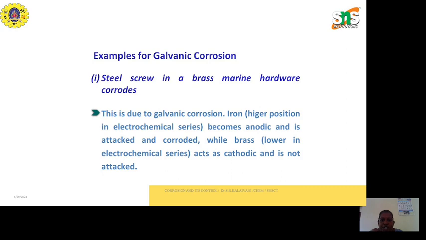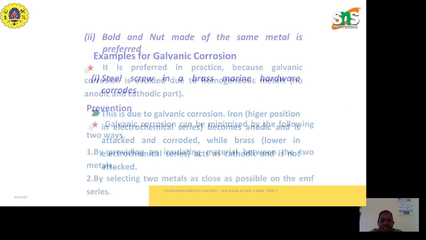Examples of galvanic corrosion: a steel screw in brass marine hardware corrodes. This is due to galvanic corrosion. Iron, at a higher position in the electrochemical series, becomes the anodic part and is attacked and corroded, while brass, lower in the electrochemical series, acts as the cathodic part and is not attacked.